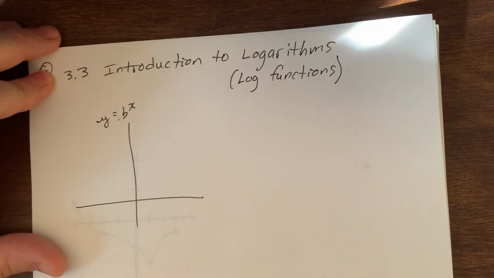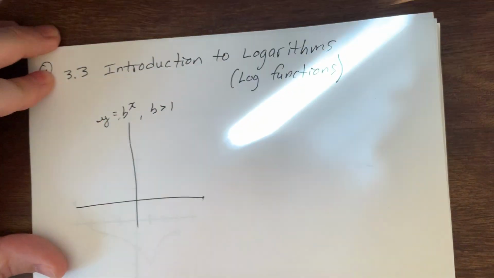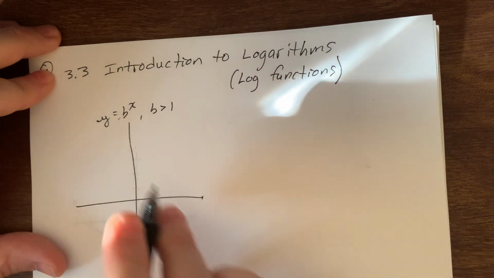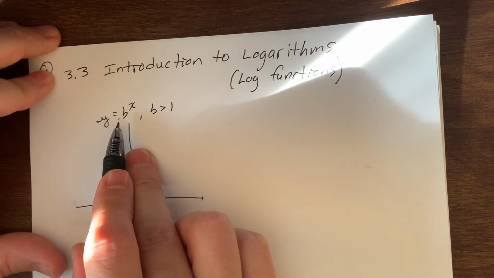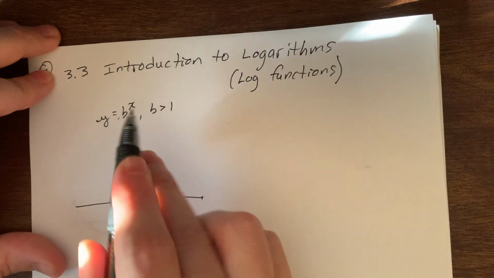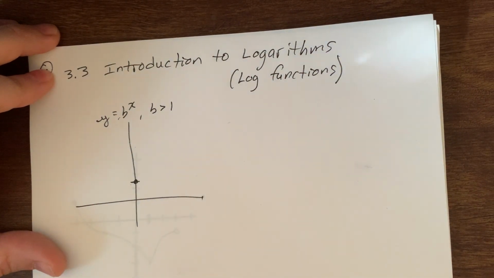So we have our basic graph that we looked at in section 3.2, a function b to the x, where b is some value greater than 1. That is our basic exponential function. And then using those properties, we saw that no matter what b is, b to the 0 power is 1, so that we get a y-intercept of 1.